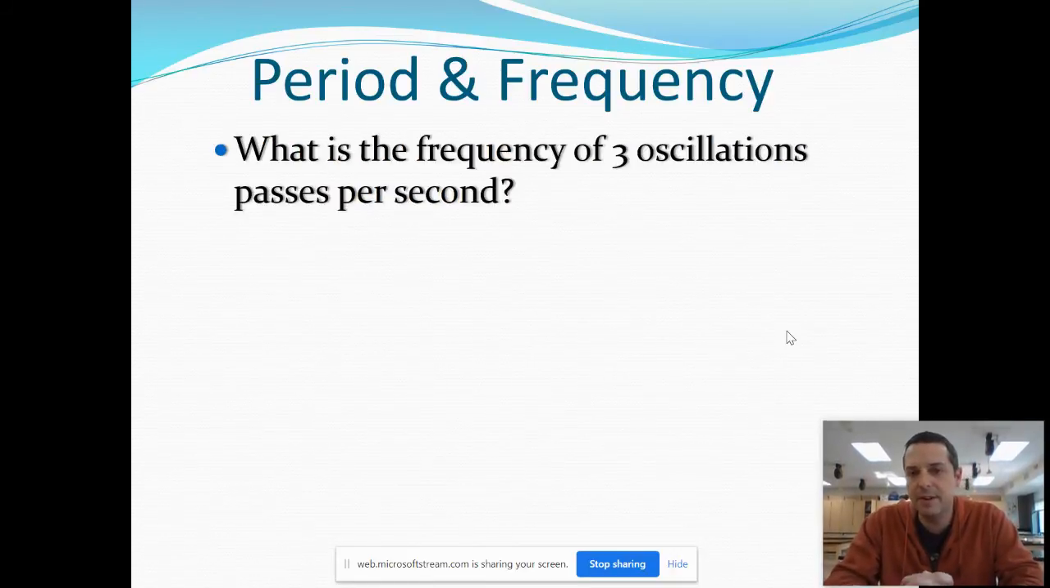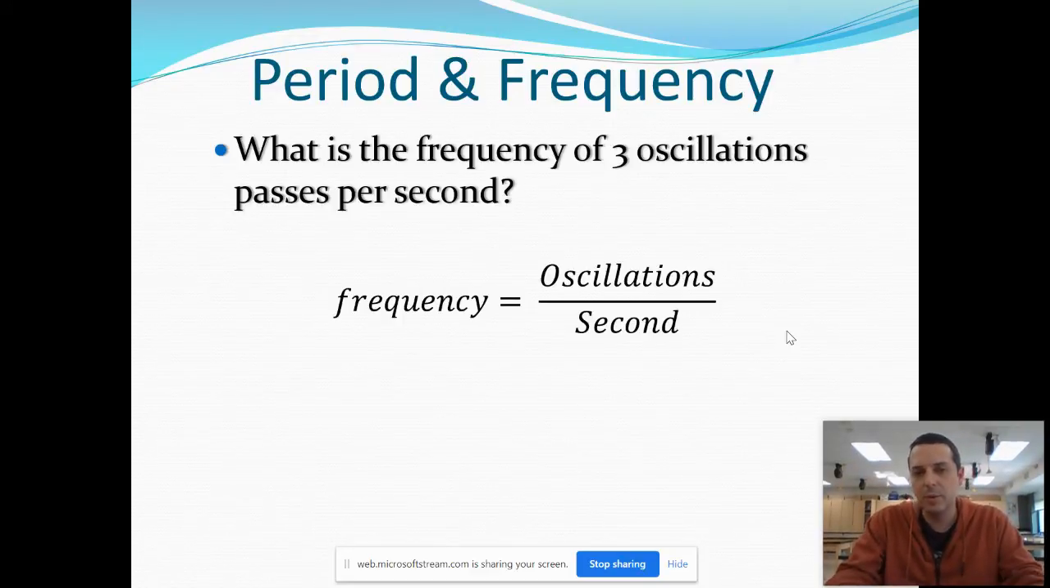So let's look at that very first example. It says, what is the frequency if you have a system that undergoes 3 oscillations in 1 second? So 3 oscillations per second. Let's talk about what frequency is. We said that frequency was the number of oscillations that happen in a certain amount of time, oscillations per second.